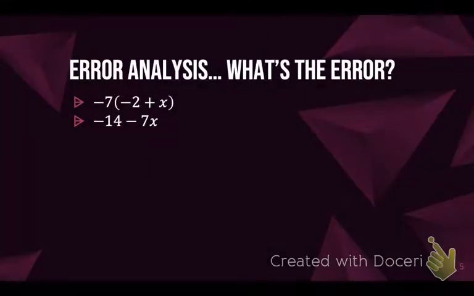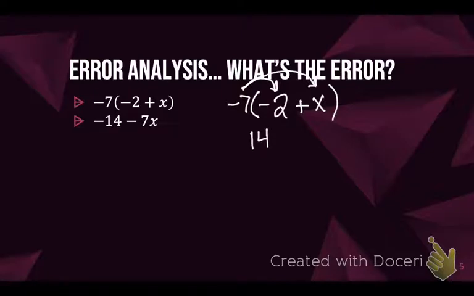So for example, this one's not that hard to figure out and to see the error, but I still want to work through it on my own. So in your notebook, you should be writing -7 times (-2 plus x). And then you should be working through it on your own. So I distribute the -7 to the -2 and to the x. Well, -7 times -2 is positive 14. -7 times x is -7x. So the error in this one was that they made the 14 negative, and it should have been positive.